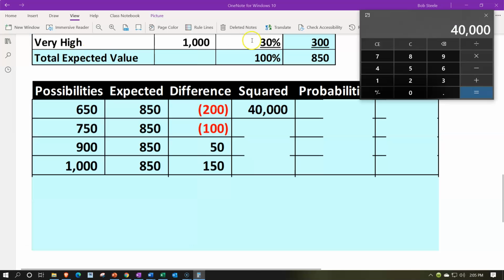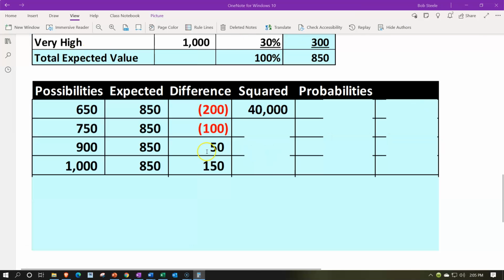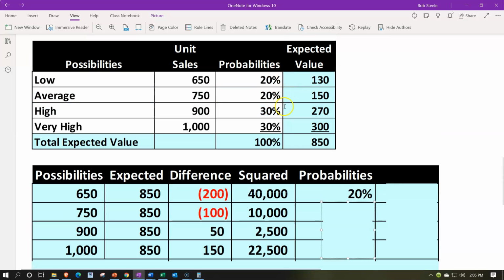Wow, that was fun. I wouldn't want to do another one, but no, I won't. So we got the negative 100 squared is the 10,000. The 50 squared is the 2,500. The 150 squared, 22,500. Then we're going to apply the probabilities, which is going to be the 20, 20, 30, 30.